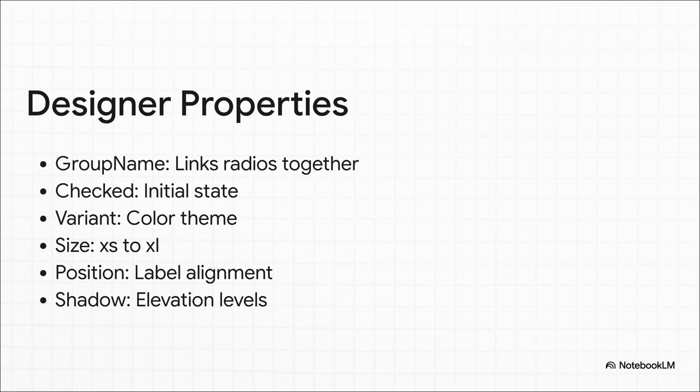You use group name to link your radios together so only one can be selected at a time. You can easily set the initial checked state and define those variants and sizes we talked about. You can even flip the label alignment from start to end or add some real depth with the shadow property. Oh, and for those tricky edge cases, you have total access to custom overrides for backgrounds, borders, and text.